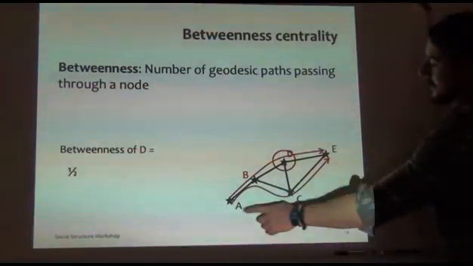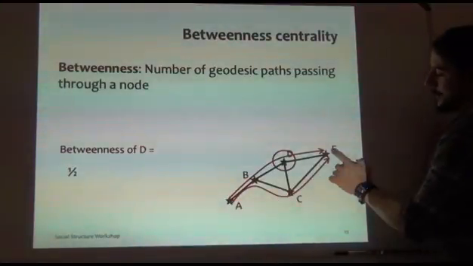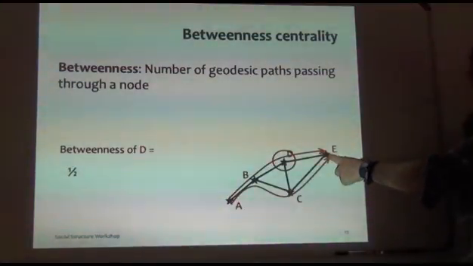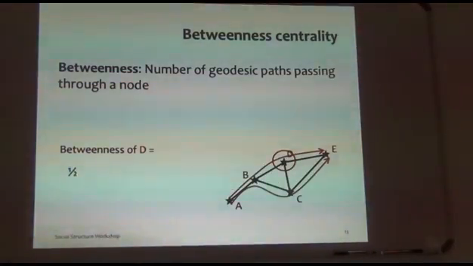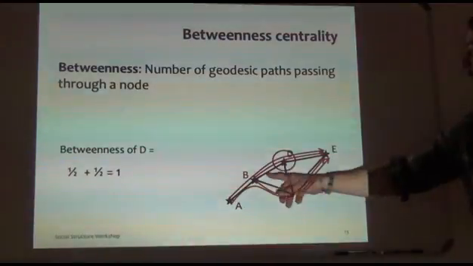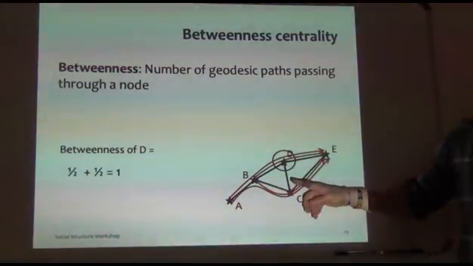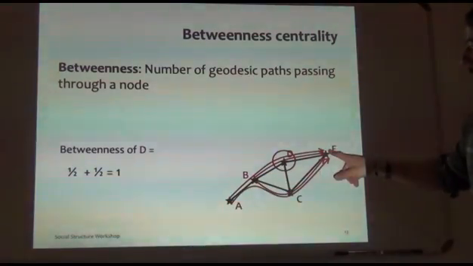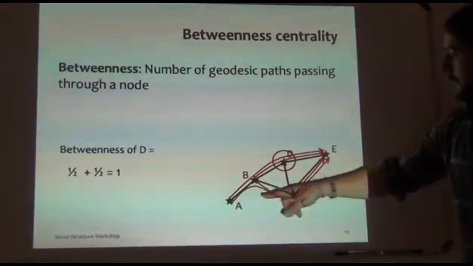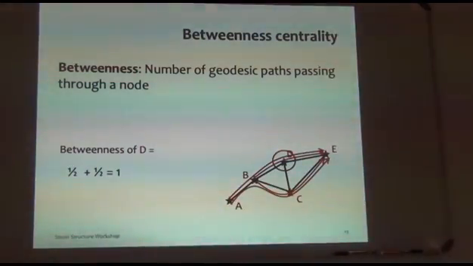Here you have two shortest paths from A to E, and one of them passes through D. So half, 1 out of 2. Another one: if you want to go from B to E, we again have 2 ways of getting there, and just one passes through D. So it's half plus half. The betweenness of this node will be 1.